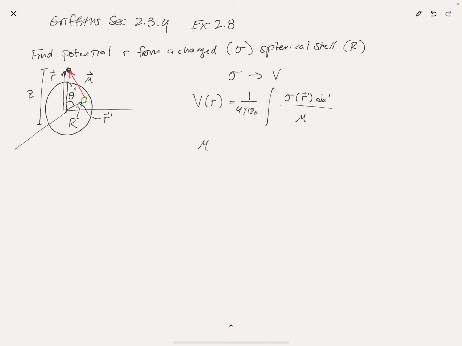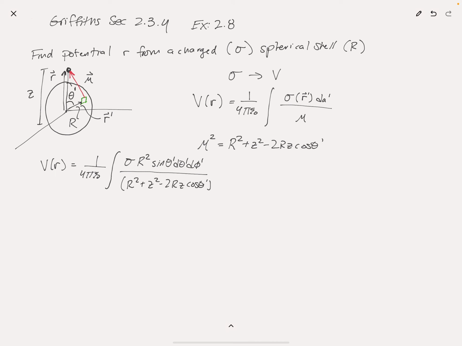So I know that script r squared is equal to r squared plus z squared minus 2rz cos theta prime. I can plug that into my expression for the potential: 1 over 4 pi epsilon naught, sigma, which doesn't depend on space, and dA, which is capital R squared, because that's where my surface lives, sine theta prime d theta prime d phi prime, all over r squared plus z squared minus 2rz cos theta prime to the 1/2.